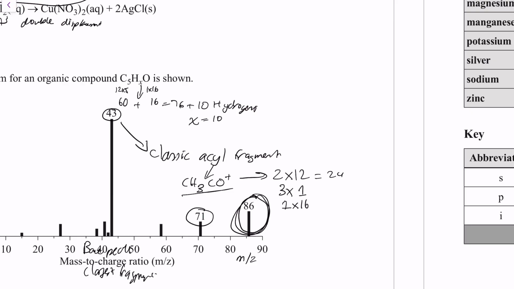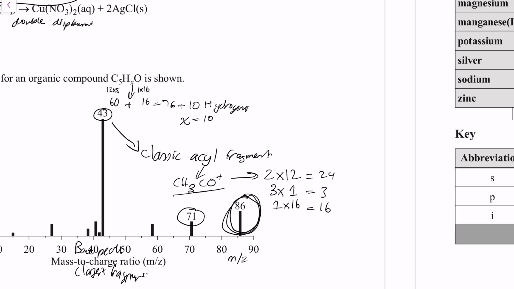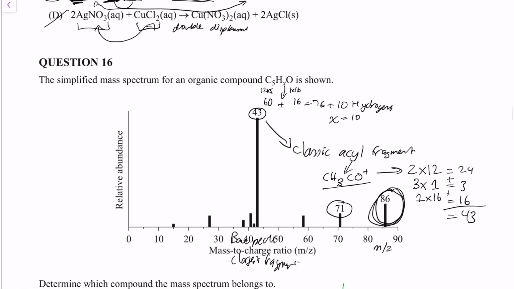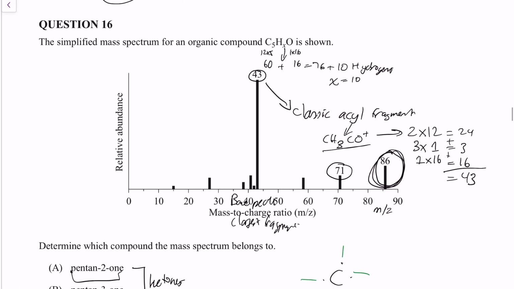Then we make 24, 3, 16, and then if you want to plug in your calculator or do it in your head, that's 43, okay? The sum of all of that is 43, okay? So that's why it's important to know these classic fragments that you'll get and the type of mass spectrum graphs you'll get, because it will help you to recognize whether it's a ketone and an aldehyde and stuff like that, okay?